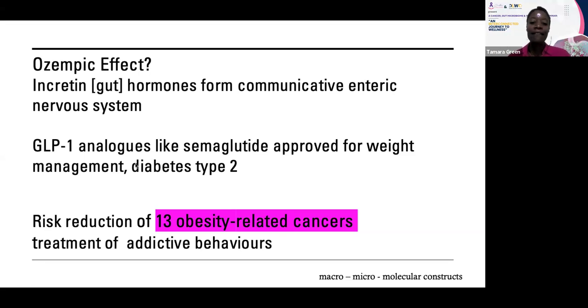So the Ozempic effect is shown to manage weight, treat type 2 diabetes, reduce the risk of 13 obesity-related cancers, and also treat addictive behaviors. Now, this last bit was a bit of a surprise. Addictive behaviors, what's the connection? This is a miracle drug.